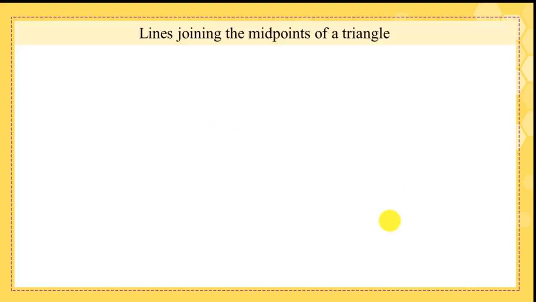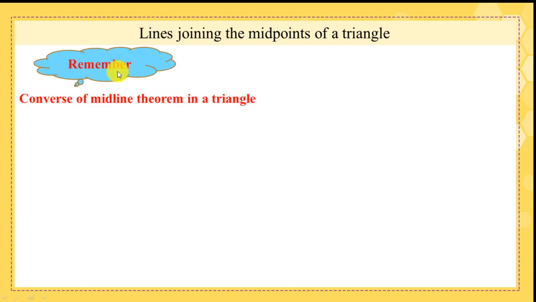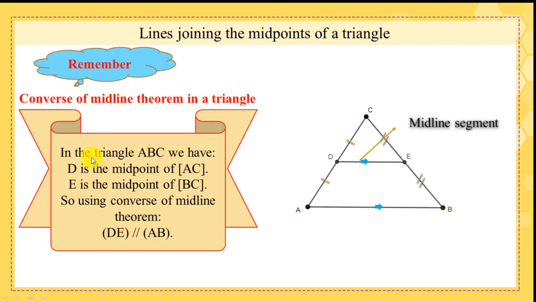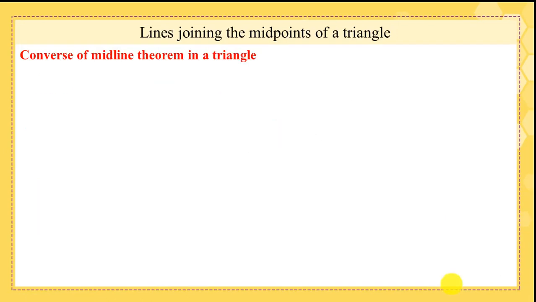Lines joining the midpoints of a triangle. Remember the converse of the midline theorem in a triangle. In triangle ABC, D is the midpoint of AC and E is the midpoint of BC, so using the converse of the midline theorem, DE is parallel to AB, and DE is called the midline segment. This is the converse of the midline theorem in a triangle that we talked about in the previous lesson.